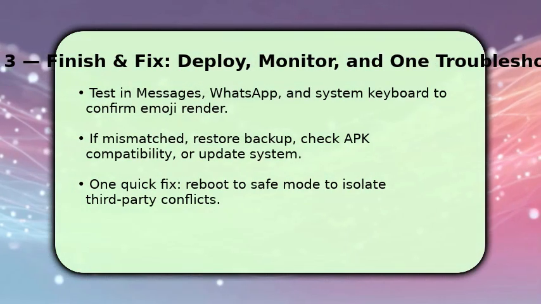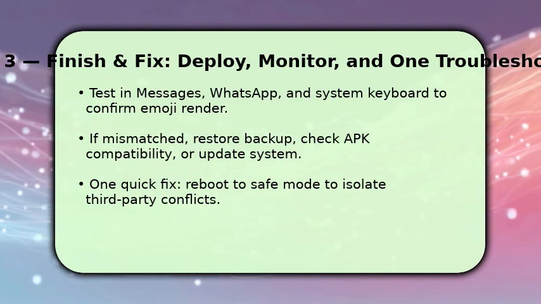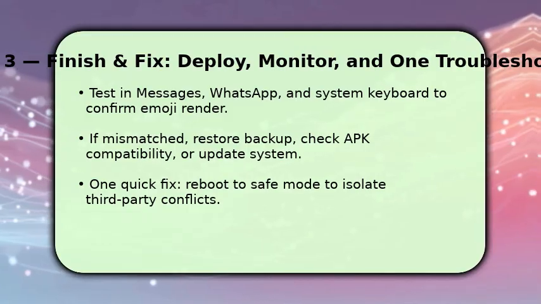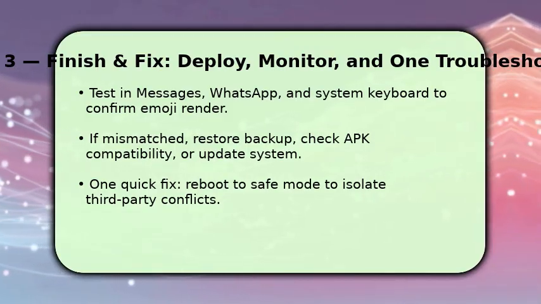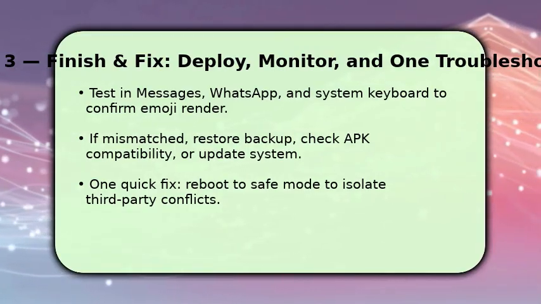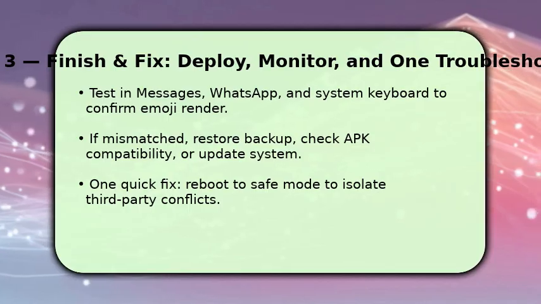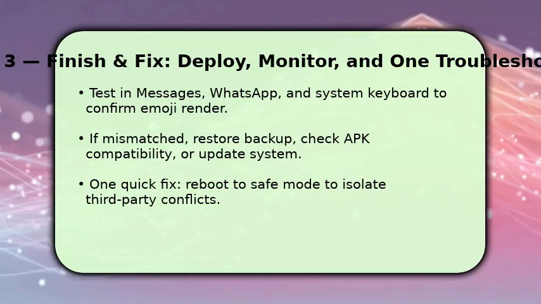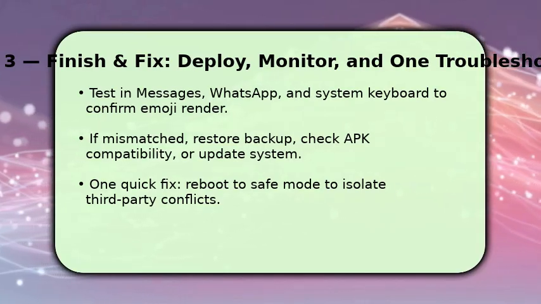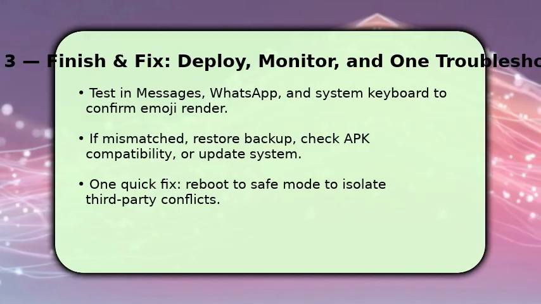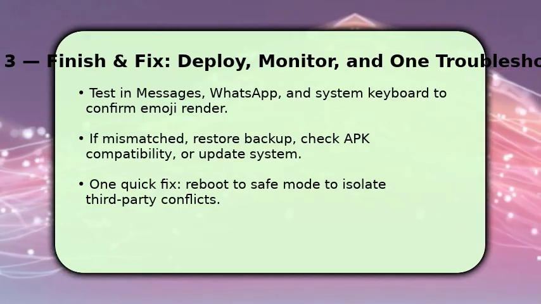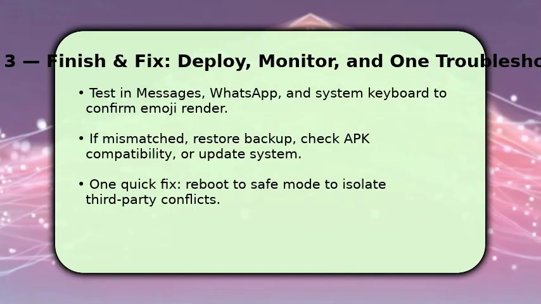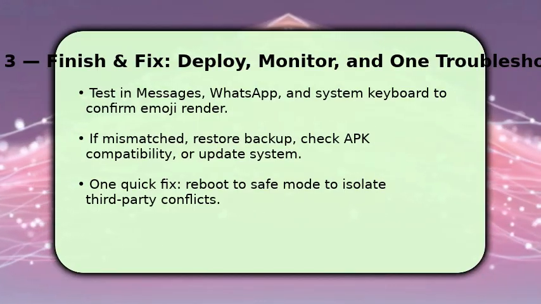You finish by verifying and addressing problems. Test in multiple apps to ensure the iPhone emoji appear everywhere. If you see tofu boxes or wrong glyphs, make sure the APK matches your OS version and restore your backup if necessary. Once done, make sure to reboot again and check for keyboard or app-specific emoji settings. If things still fail, reboot to safe mode to see if a third-party keyboard or theming app conflicts. That often isolates the issue and guides the next corrective step.